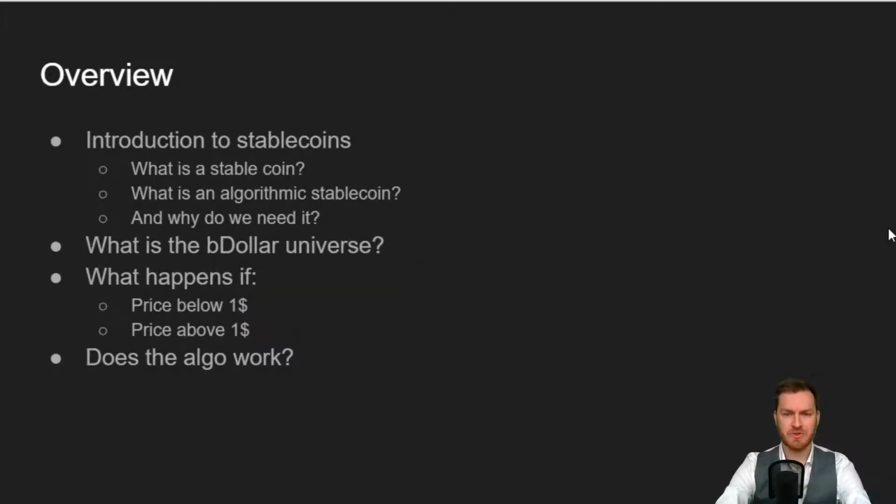So for starters, we need to know what is a stablecoin at all before we can look into algorithmic stablecoins. And then what is the bDollar universe? Because to keep an algorithmic stablecoin we need three different assets. We need the stablecoin itself, but also shares and bonds. Then the price behavior. How does it work when the price is above $1, and how does it work when the price dips below? And finally we'll be looking at the actual price behavior to see if it's been actually working or not.